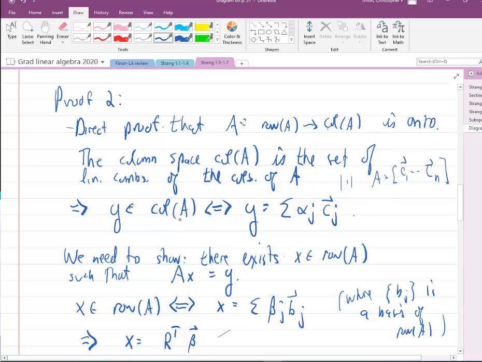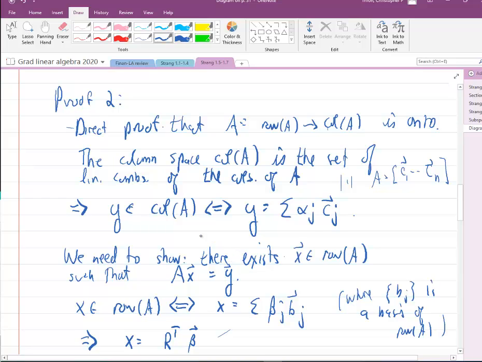All right, so if Y is in the column space, then Y is a linear combination. These alphas are coefficients, and these C's are the columns of A. Okay, now what do we want to show? We want to show that the mapping from the row space to the column space is onto. So that means that there must be some vector in the row space that maps to this arbitrary vector in the column space. So there must be some vector x that maps to this given vector y, this arbitrary vector y in the column space.